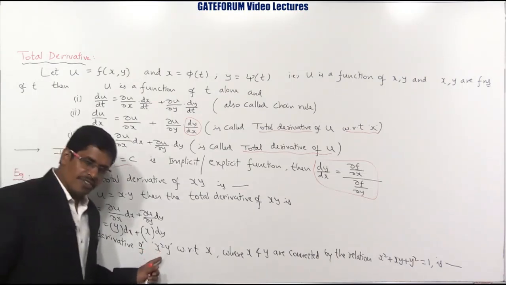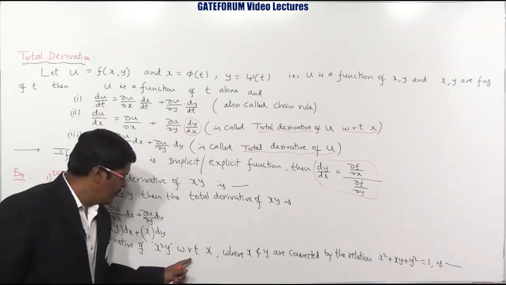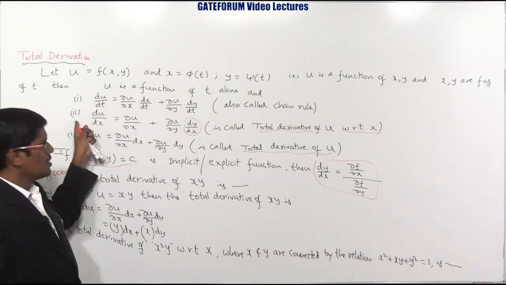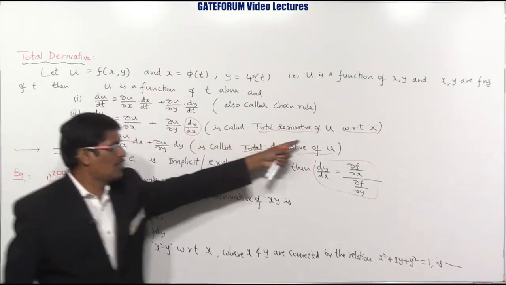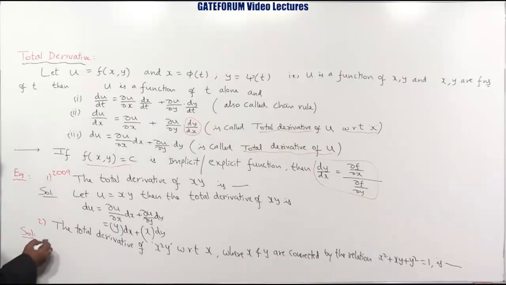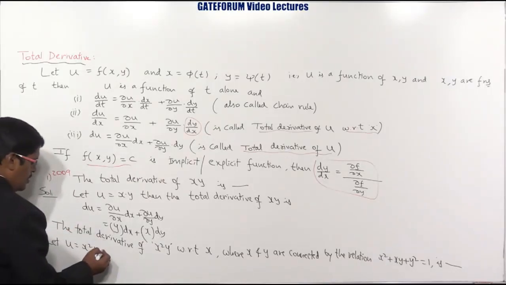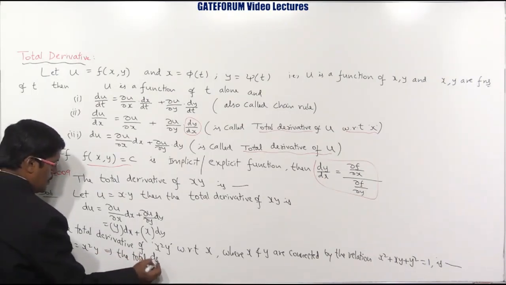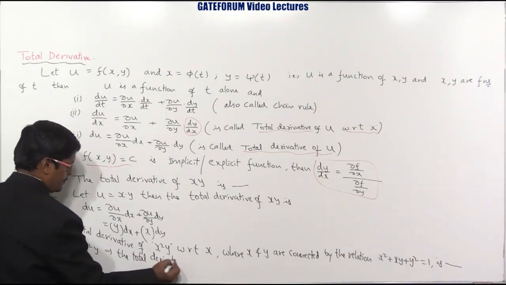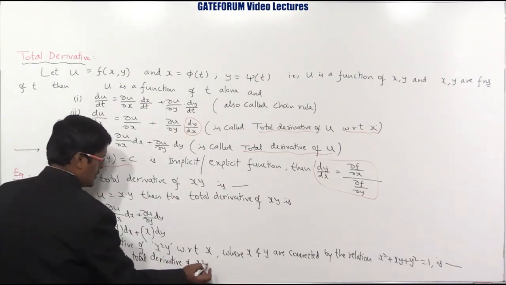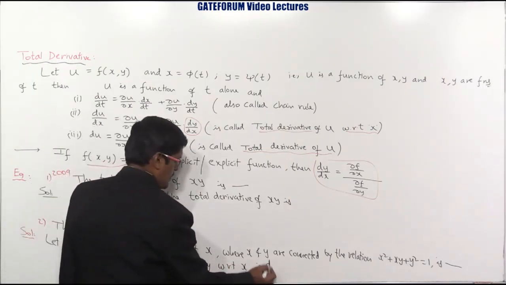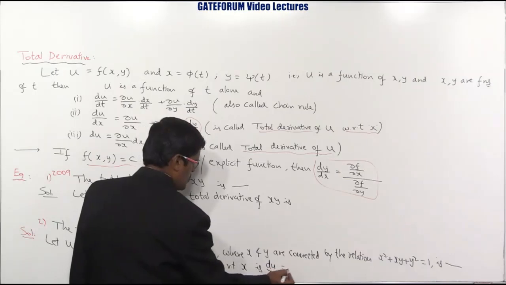So for which function are we finding the derivative of x square y with respect to x? So take x square y as the u variable. That means the requirement is du by dx, the total derivative of u with respect to x. So let u is equal to x square into y, which implies the total derivative of x square into y with respect to x is nothing but du by dx. So what is du by dx?